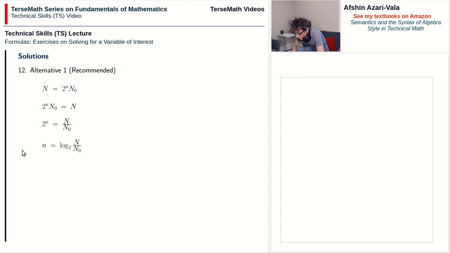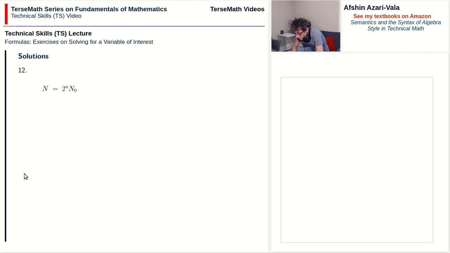So n becomes equal to log to the base 2, that's the 2 here, of N over n0. Please make sure that you write 2 as a small number subscript, because otherwise it can make a difference in reading. The value actually changes if 2 becomes part of the number that you have here. Okay, so that's one way of doing the problem. That's the best way of doing the problem.